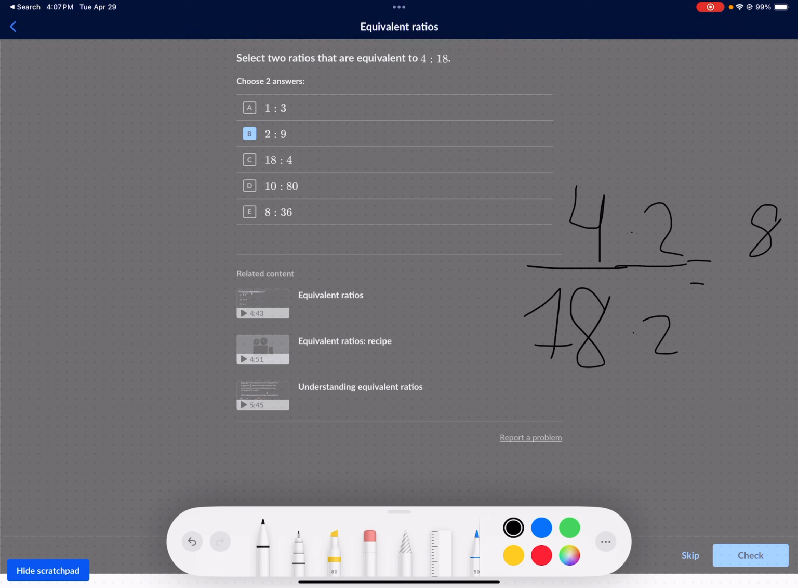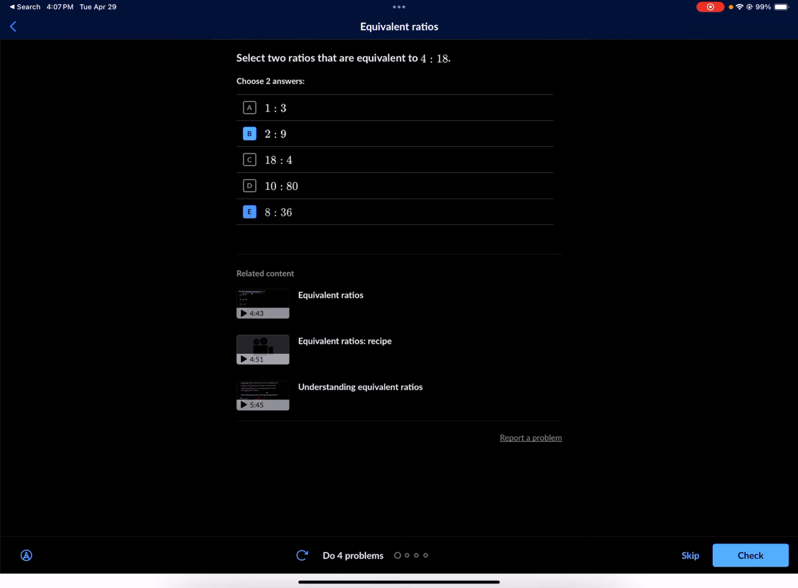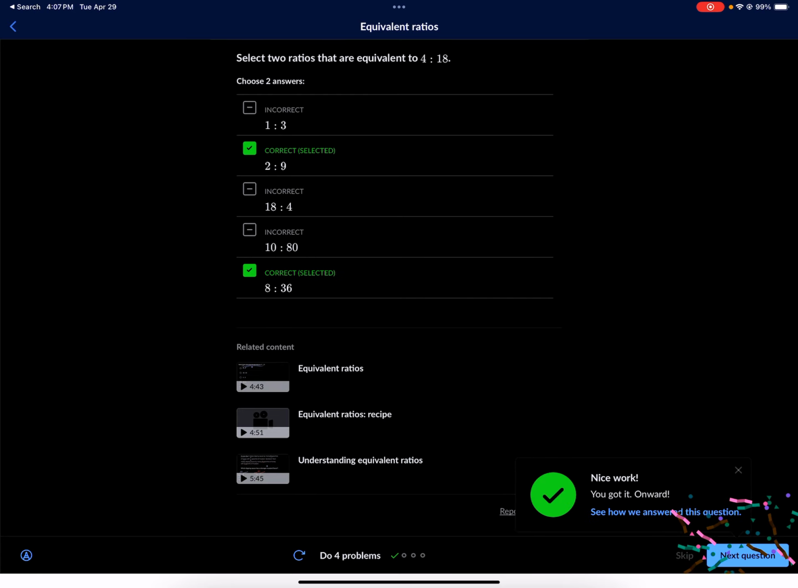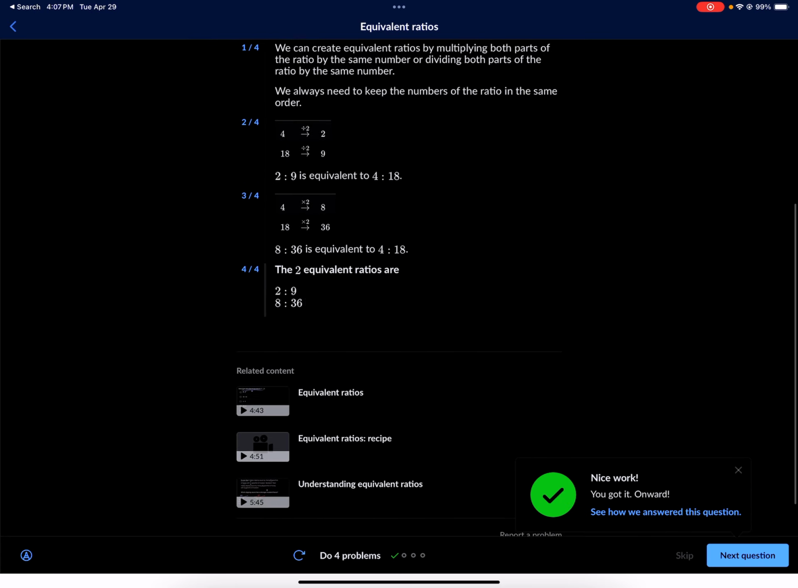8 over 36, because we multiply each by 2. And hey, what do you know? That's the answer to E. And since I want two ratios, that's going to be our answers, B and E. So here's the explanation. If you got that right, good job.